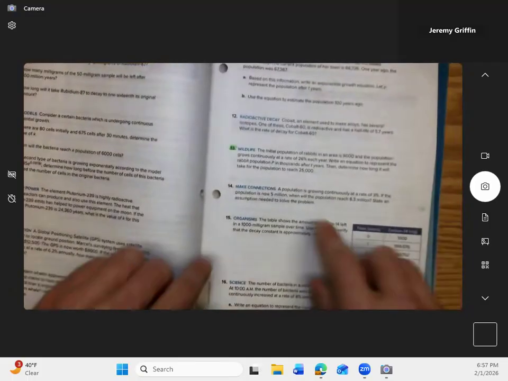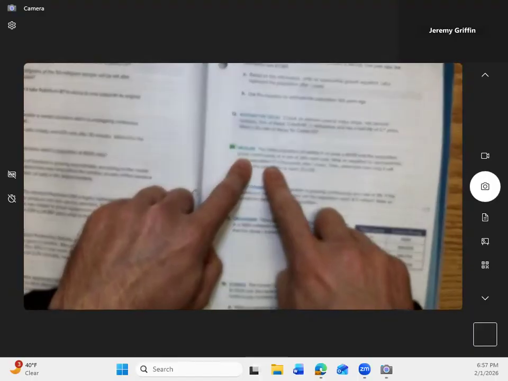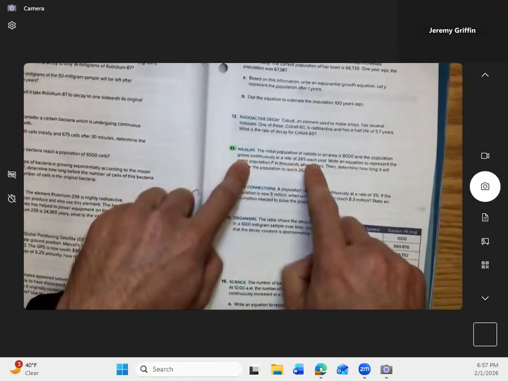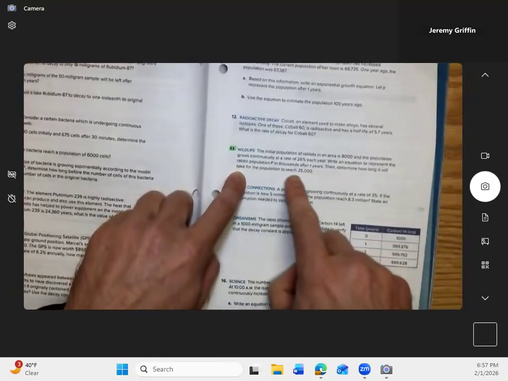Moving on. Number 13, wildlife. The initial population of rabbits in an area is 8,000, and the population grows continuously at 26% each year. Write an equation to represent the population after 2 years. How long will it take to reach 25,000?